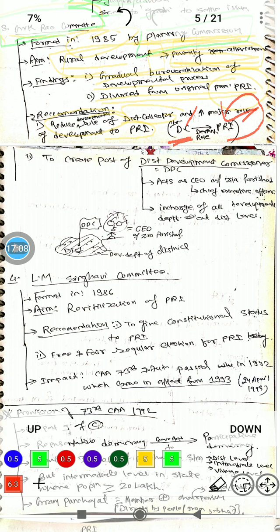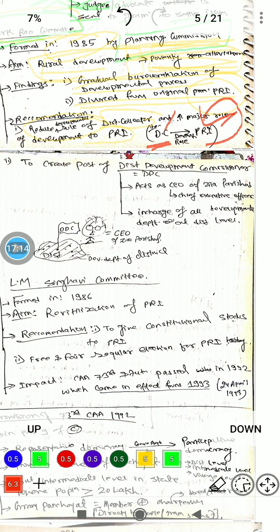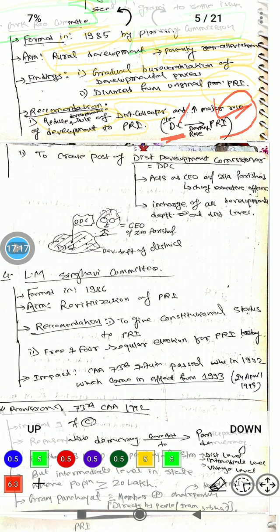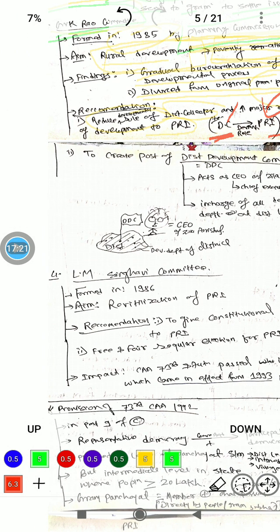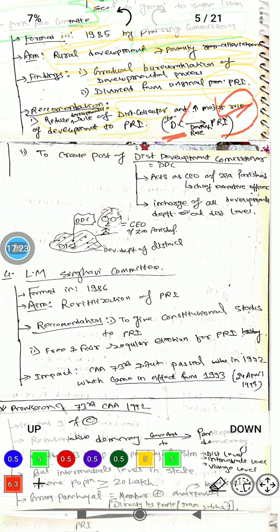It recommended that the developmental role of the district collector be reduced and transferred to the PRI. So it should be transferred to the PRI. They also recommended creating a post for the district development commissioner, which we will call here a DDC.